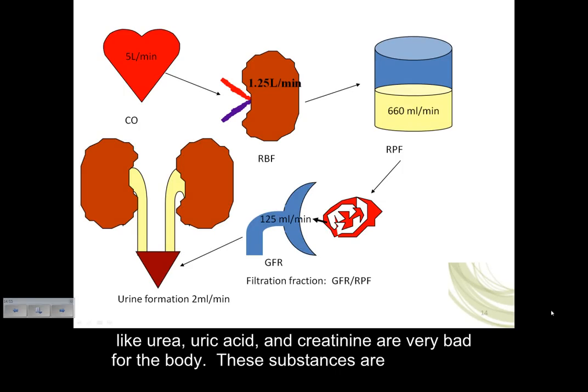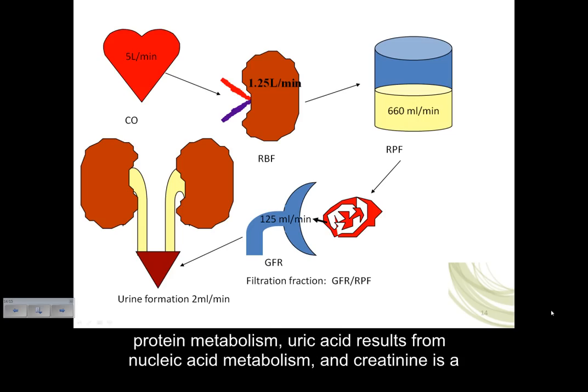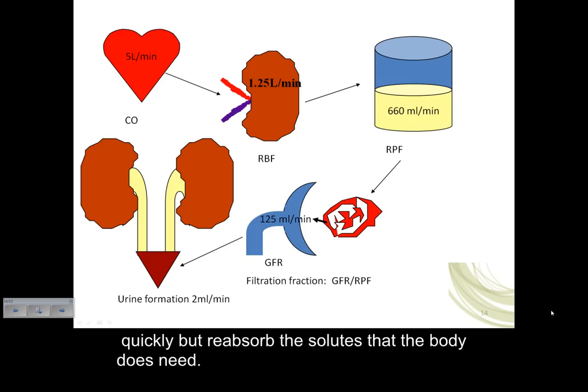You need massive amounts of plasma to be filtered rapidly because toxins like urea, uric acid, and creatinine are very bad for the body. These substances are wastes and can cause disruption of normal physiology and tissues. Urea is a product from protein metabolism. Uric acid results from nucleic acid metabolism, and creatinine is a byproduct of skeletal muscle metabolism. The kidneys want to filter these wastes out very quickly, but reabsorb the solutes that the body does need.